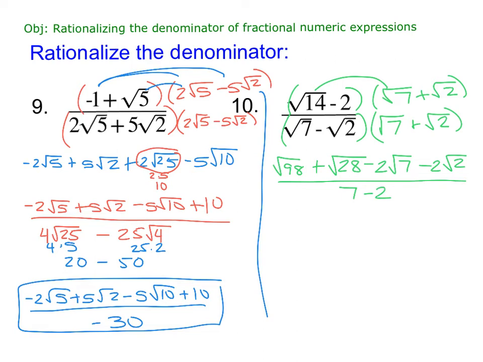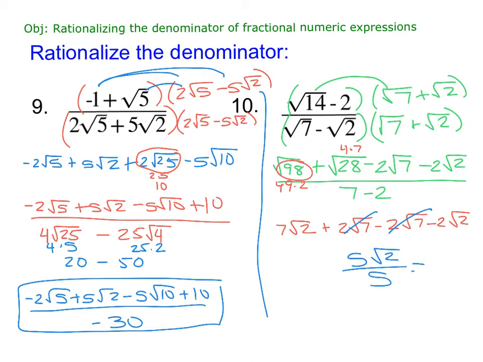All right, 98 is 49 times 2. So 7 root 2. 28 is 4 times 7. 2 root 7. Minus 2 root 7 minus 2 root 2. So these middle two cancel. This is interesting. Those cancel, and then those combine to 5 root 2, all over 5. We get root 2? Seriously? How? That's crazy. I don't know why that happened. That's cool. That's a cool answer, though.